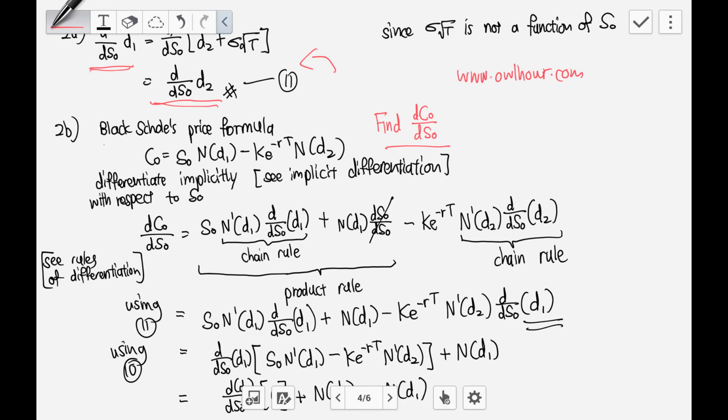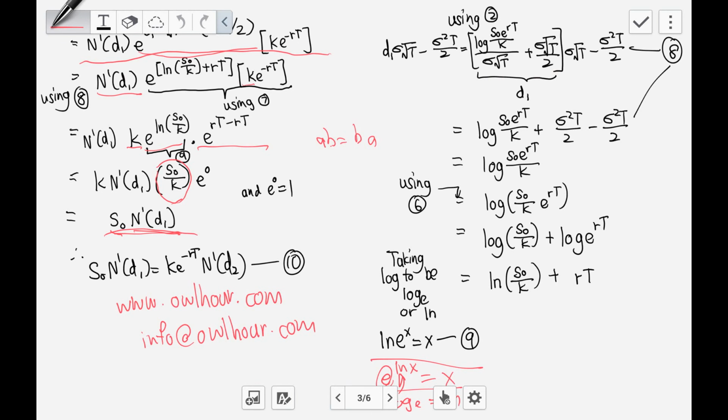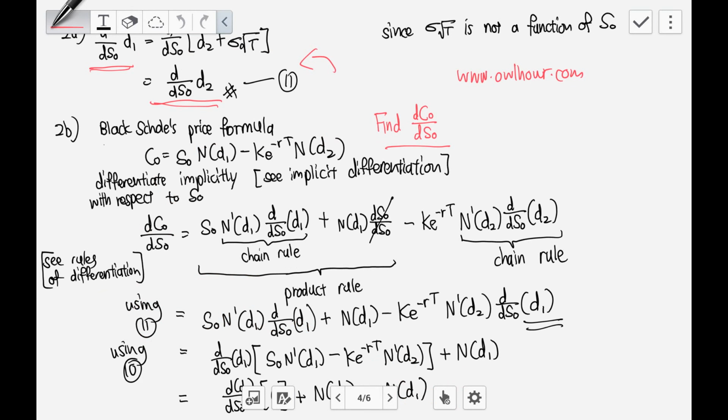In the first part I explained what a call option is, and in the second part I explained how to prove this equals to this. Then in this third part of the video, I'm going to prove the rest of the equations related to the Black-Scholes call option pricing formula.